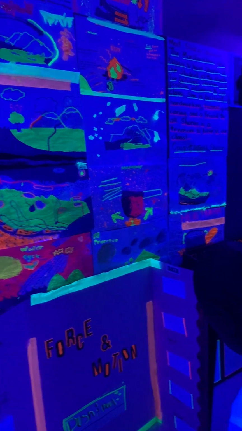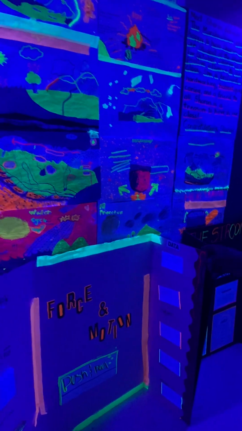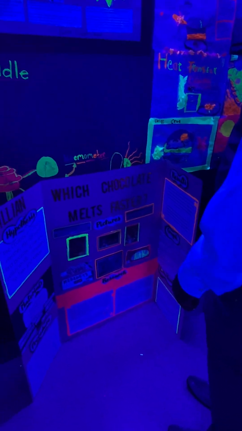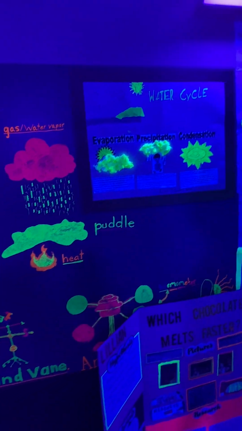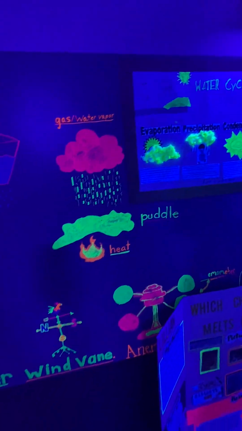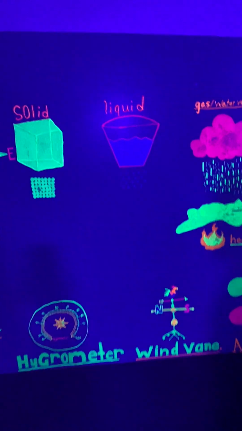Force and motion. Oh, I like that one. I have a push-pull thing. They have chocolates out, and they'll demonstrate which chocolate melts faster and why. You have the water cycle. We're going to the lower grade, so you'll see it gets a little less quite complex.